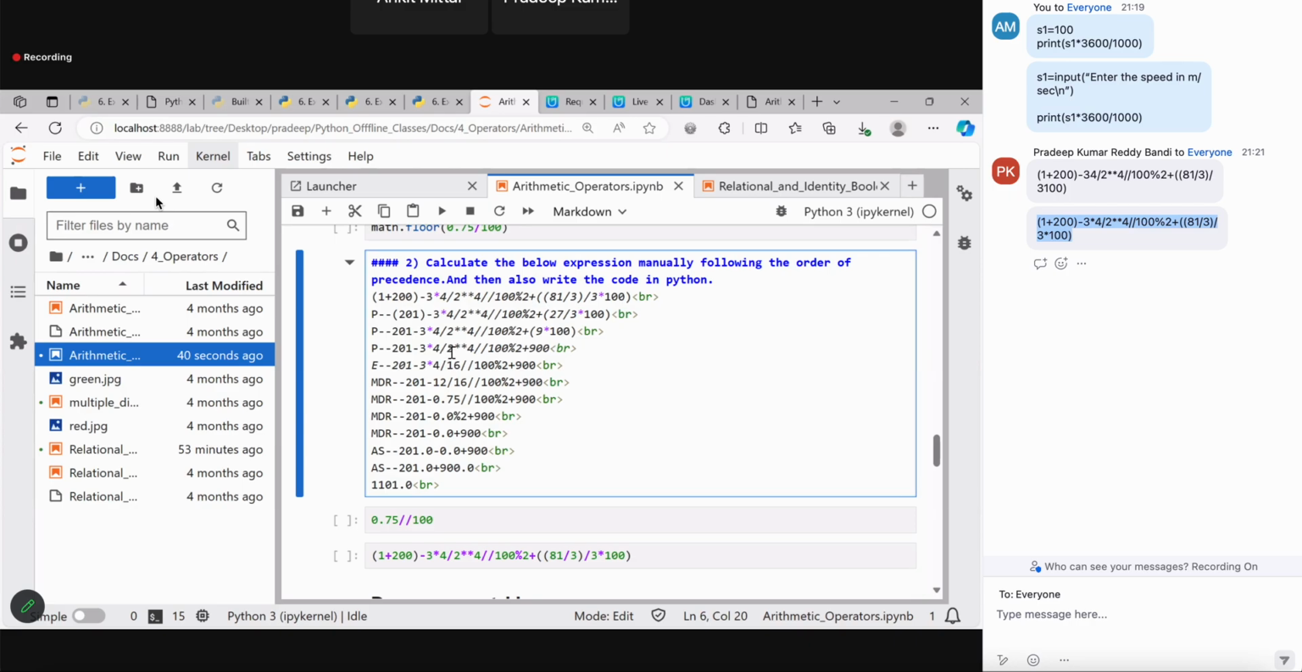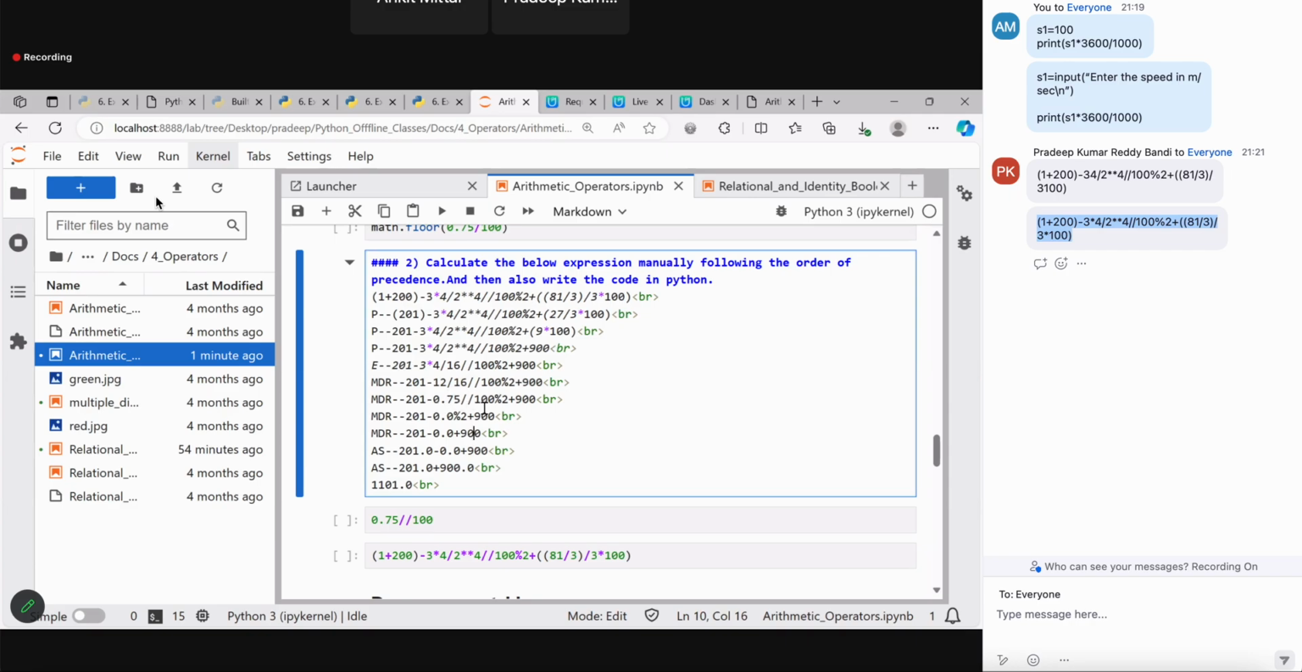So here I have to first go from left to right. First this one, 3 into 4, 12. Divided by 4, I kept the rest all the same. Next, 12 by 16, that is 0.75. The rest is all the same.